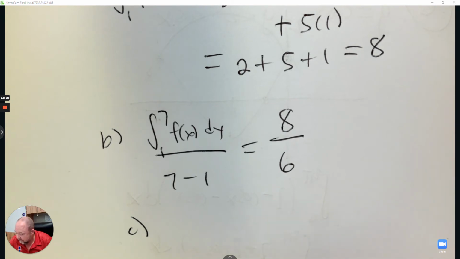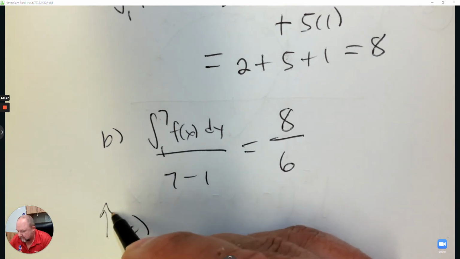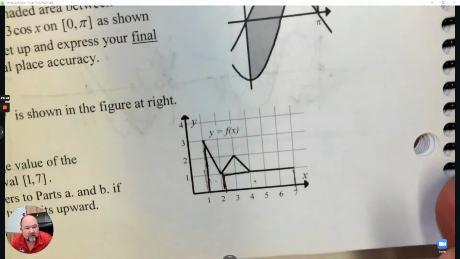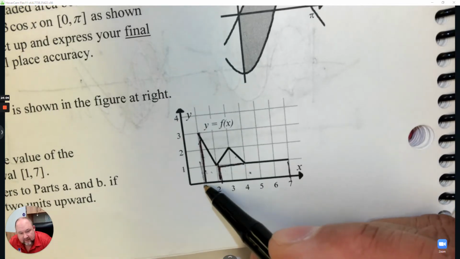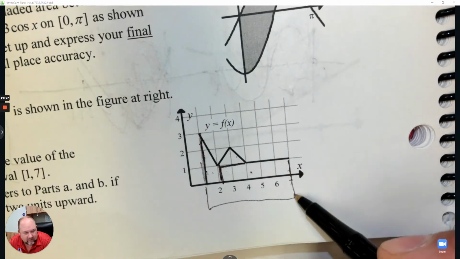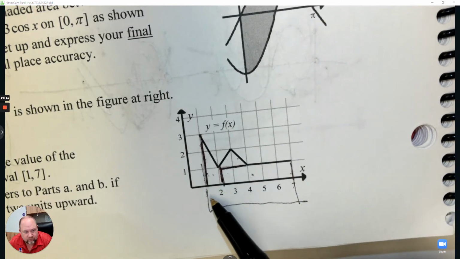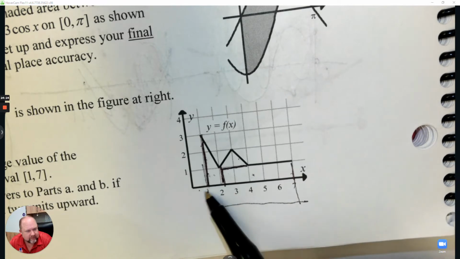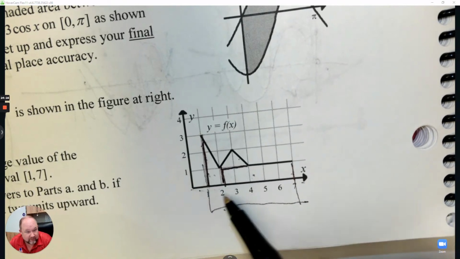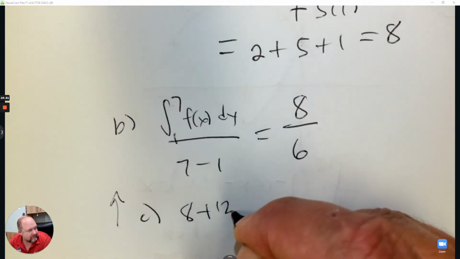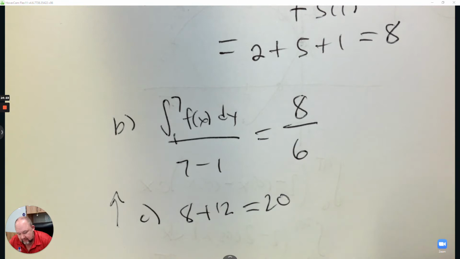C, determine the answers to parts A and B if the graph is shifted upwards 2 units. So if it's been shifted up 2 units, what would that change? And so if it gets shifted up 2 units, how much area does that add to what I already have? And so it creates a rectangle. That would be 7. No, 1 to 7 is 6. So 6 by 2. So it'd add an area of 12. So you would add 12 to 8. And your answer would be 20.